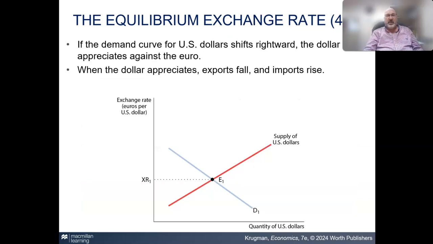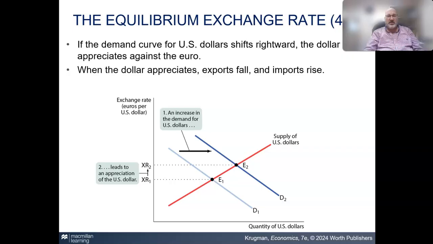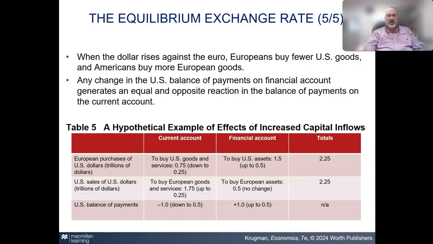All right. If the demand curve for dollars shifts right, the dollar appreciates against the euro, and when the dollar appreciates, exports fall, imports rise. And so basically, if that shifts right, the value of the dollar goes up. So exports are going to fall, imports are going to rise. So there we go with that. So now we're at 2.25 in all of that.